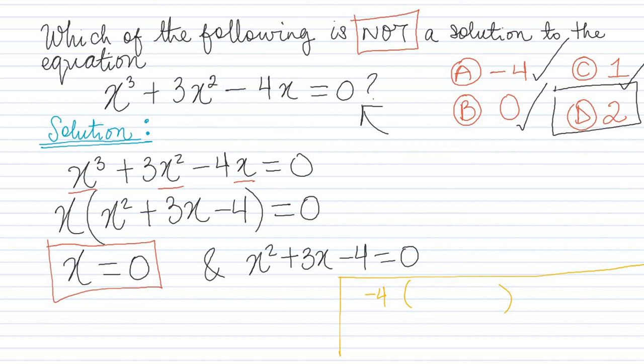So you're going to do that for a equals negative 4, for b equals 0, for c equals 1, and d equals 2. Whichever one does not give the value of 0 on the left hand side of the initial equation, x cubed plus 3x squared minus 4x, is going to be the answer if it does not equal 0. So it's basically a way for you to back solve.